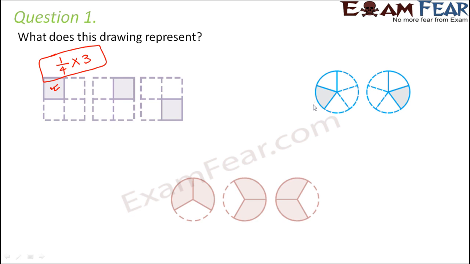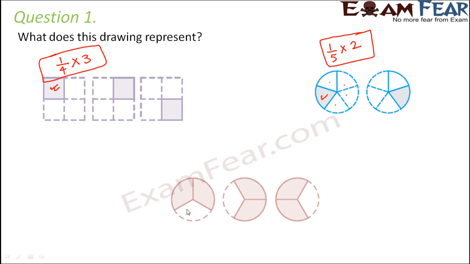Similarly, let's look at this. First, let us focus on the first circle. You have 1, 2, 3, 4, 5 equal parts, out of which one part is shaded. That is 1 by 5. But you have 2 such circles. So this multiplied by 2. So 1 by 5 into 2 is what is represented by this drawing.